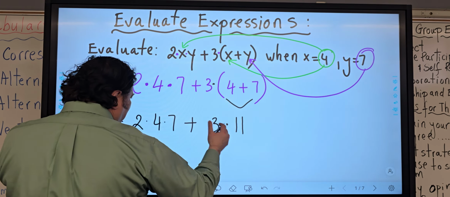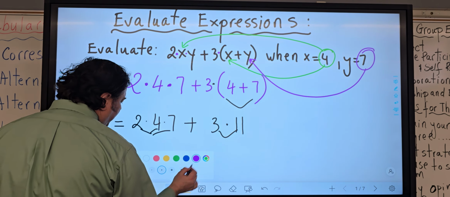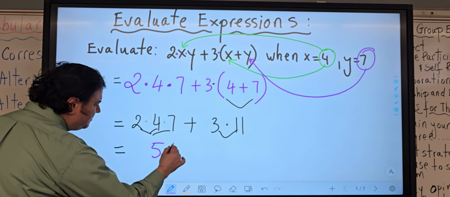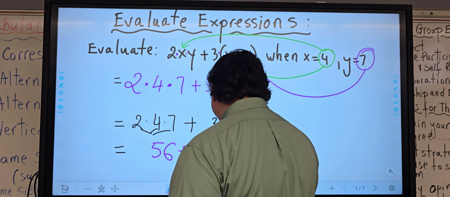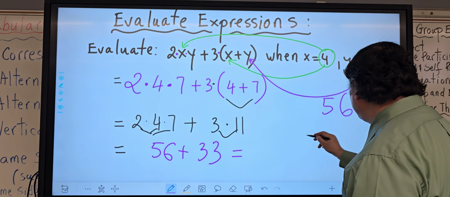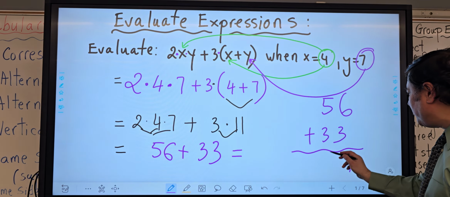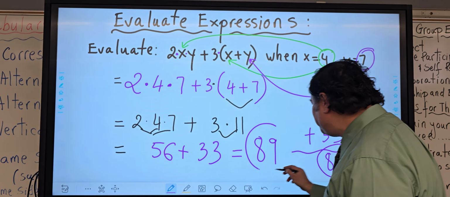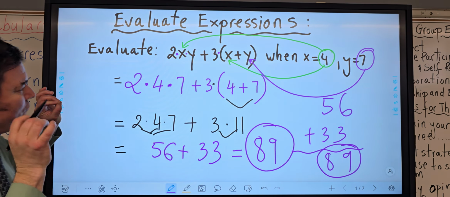Obviously, multiplication comes first before addition. So let's see what we have here. 2 times 4 is 8. 8 times 7 is 56. Plus 3 times 11 is 33. And finally, we are going to add 56 plus 33. Let's see what we get. 6 plus 3, 9. 5 plus 3, 8. 89. So our answer is 89.